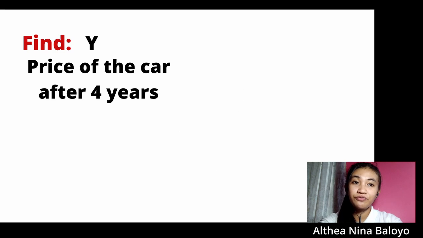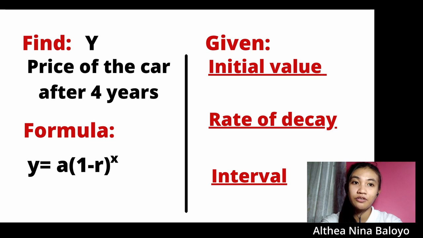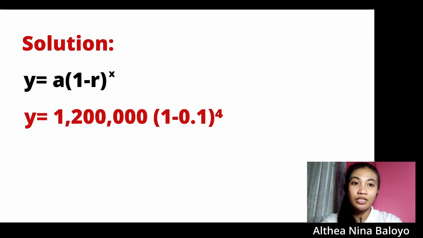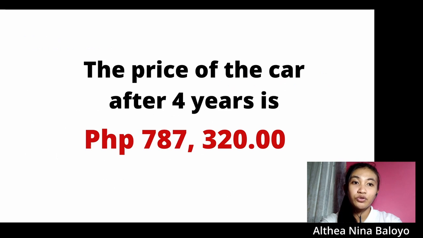Keyword decreasing. We are to find the depreciated price of the car after 4 years using the formula in finding exponential decay. We first need to determine the initial price, the rate of decay, and the time interval. After which we will substitute the given values to the formula and perform the needed operations, which will yield us the result of 787,320. Thus, the price of the car after 4 years will be 787,320 pesos.